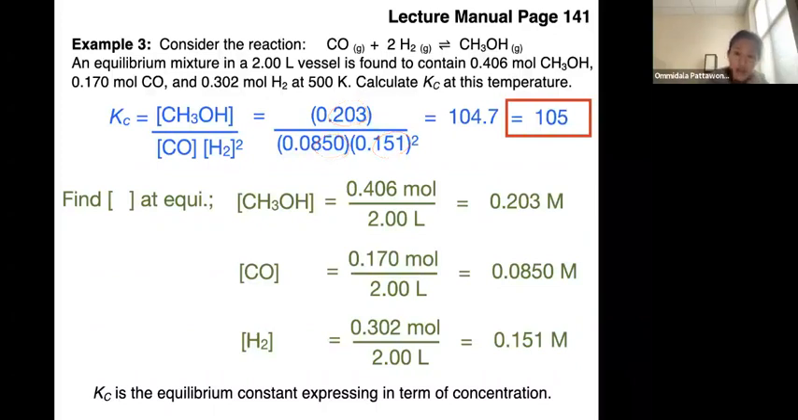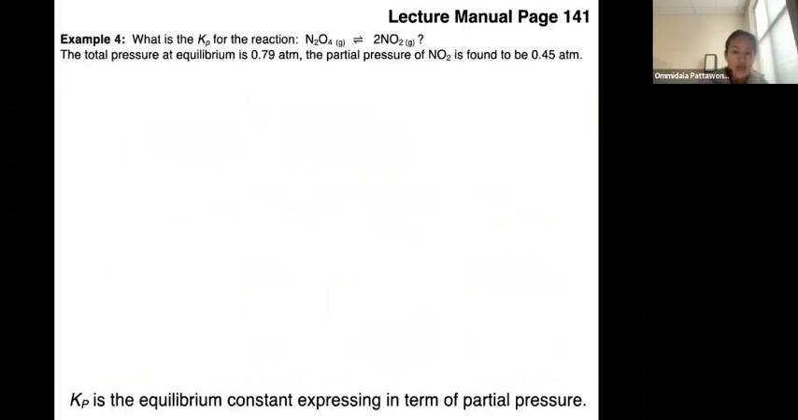Later in this video, you are going to take a look at the significance of the value of K. For now, I'm just going to leave this as it is. We're going to revisit the value of Kc later. Let's take a look at the next example.